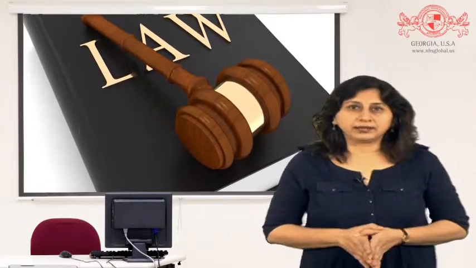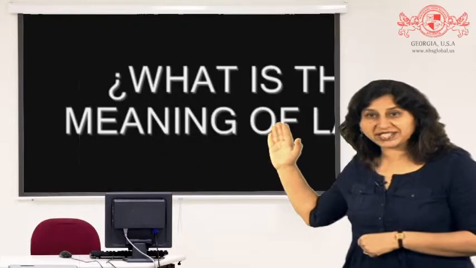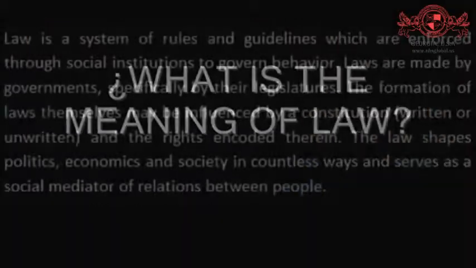Broadly speaking, the term law denotes rules and principles either enforced by an authority or self-imposed by the members of a society to control and regulate people's behavior with a view to securing justice, peaceful living, and social security. There are several branches of law, such as international law, constitutional law, criminal law, civil law, mercantile or business law, etc. Nature, meaning and significance of law. Let us see this video to understand the topic, meaning of law.